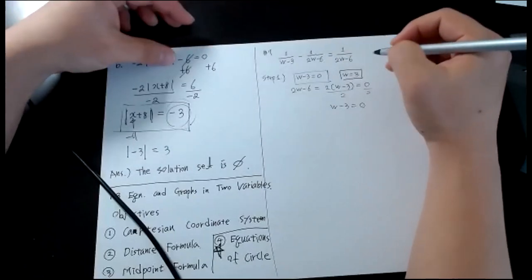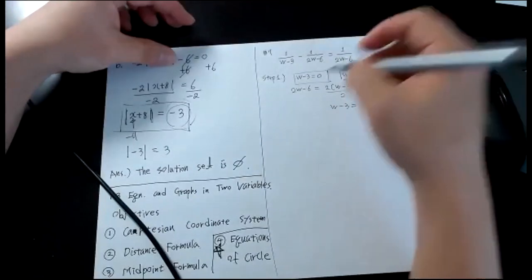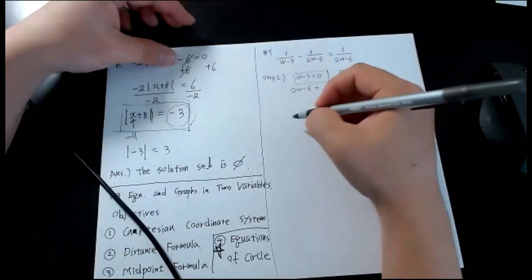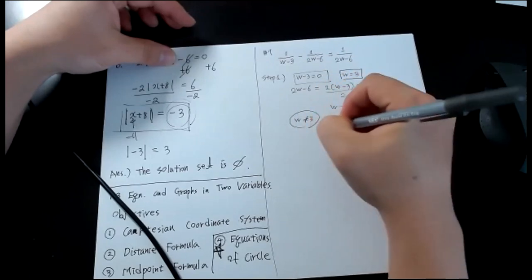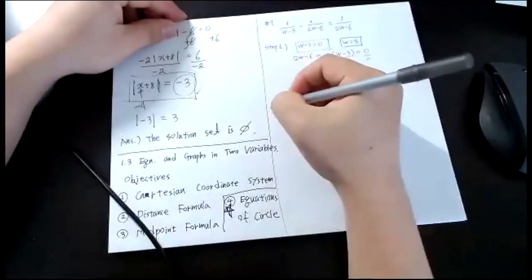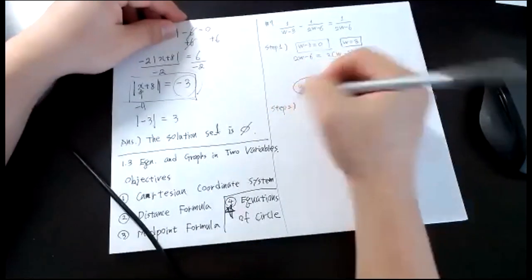Keep in mind this. From step 1, what we got is this: w cannot be 3. Keep in mind, w cannot be 3.